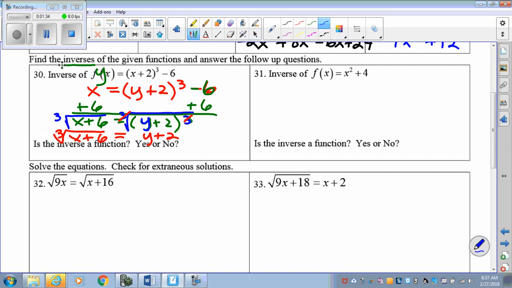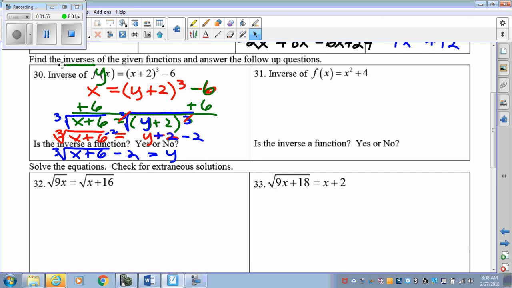All right? And then now I've almost got y by itself. I just need to get rid of this plus 2, right? I've got a plus 2 here. So I'm going to subtract 2 from both sides. And so my final inverse would be the cubed root of x plus 6, all under the radical, minus 2 equals y. Okay? And then we're going to check to see if that is a function.